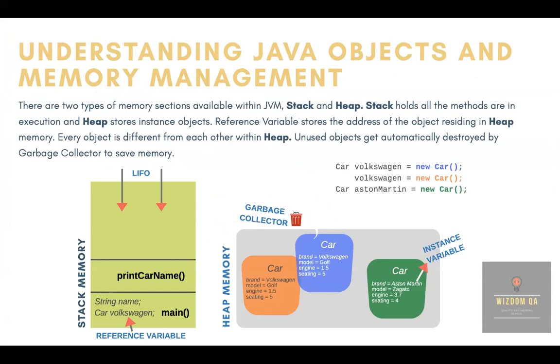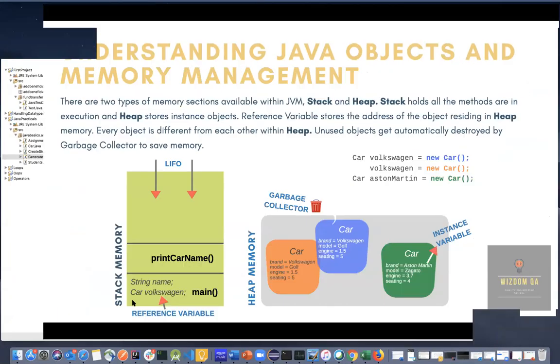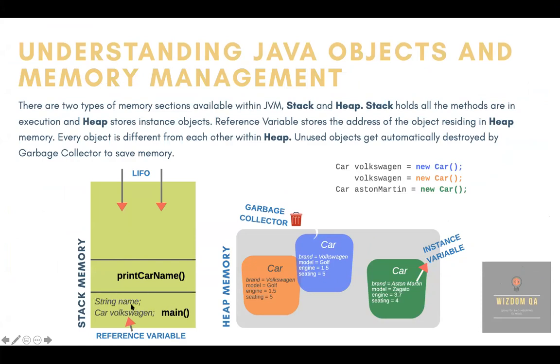So now let's look at the explanation here. The first thing is main. Look at the main section. We have created a Car Volkswagen, that is a reference variable. Just above that, there is a string name. In our case here, it is not a string name, it is an int numberOfCars. These two are part of main for now. Now, what happens is I have called a method.